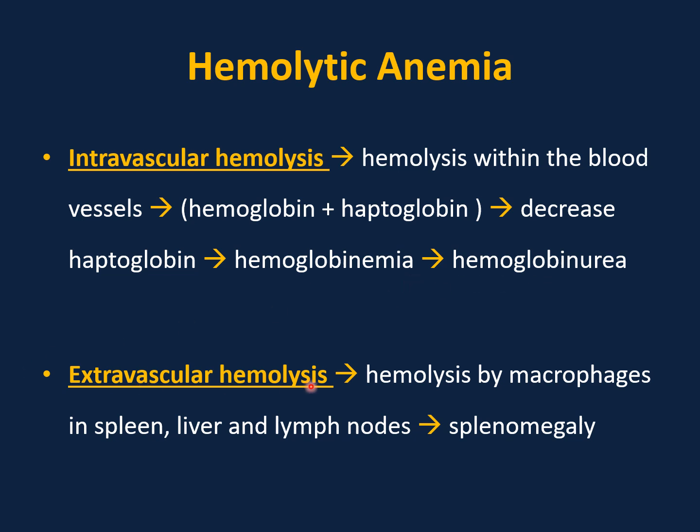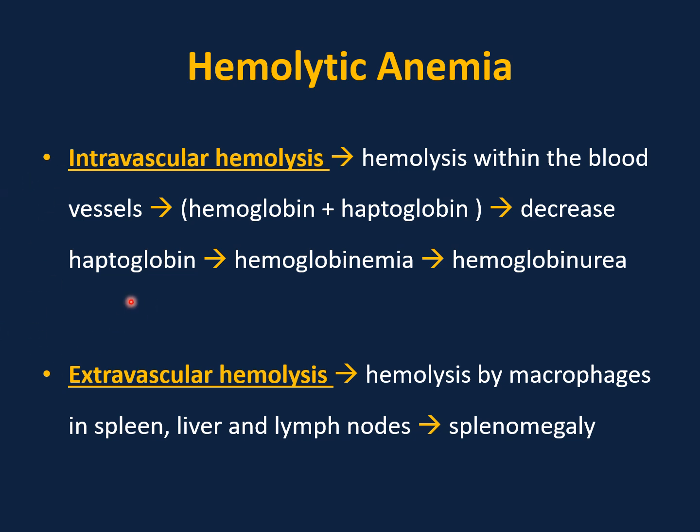In cases of extravascular hemolysis, the red blood cells will be broken by the macrophages in the spleen, liver, and lymph nodes, and no wonder why the spleen will be large. So this extravascular hemolysis will be complicated by splenomegaly. In both cases, they will break the red blood cells and will be complicated by jaundice.